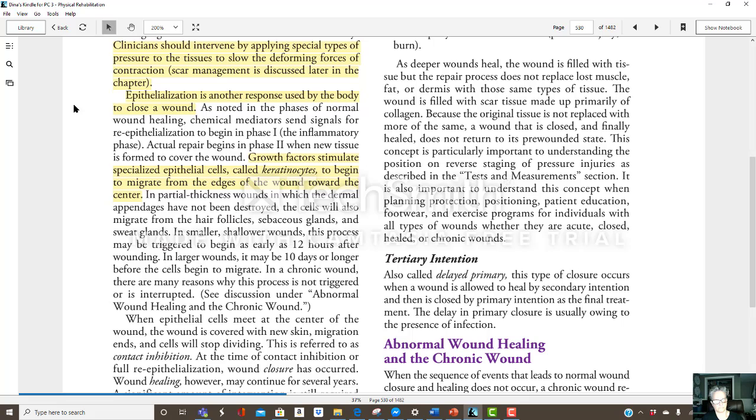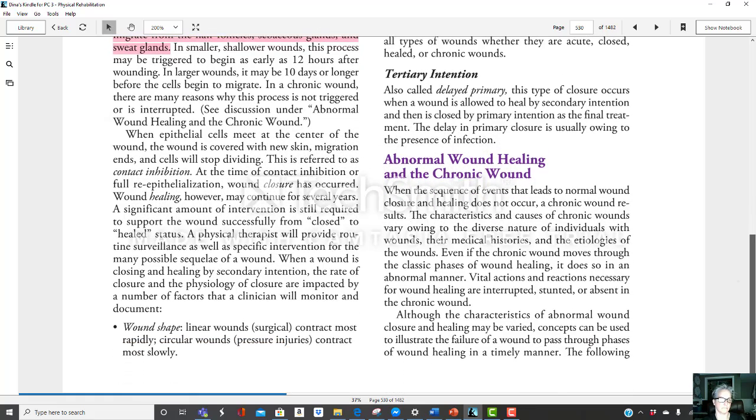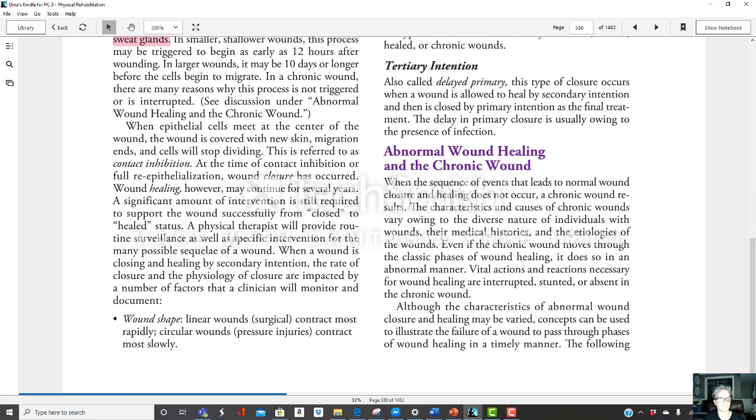In smaller, shallower wounds, this process may be triggered to begin as early as 12 hours after wounding. In larger wounds, it may be 10 days or longer before the cells begin to migrate. In a chronic wound, there are many reasons why this process is not triggered or is interrupted. See discussion under abnormal wound healing and the chronic wound. When epithelial cells meet at the center and the wound is covered with new skin, migration ends, and cells stop dividing. This is referred to as contact inhibition. At the time of contact inhibition or full reepithelialization, wound closure has occurred.